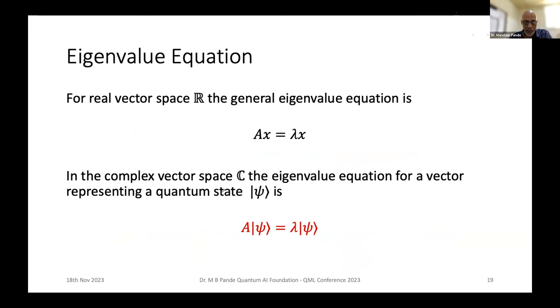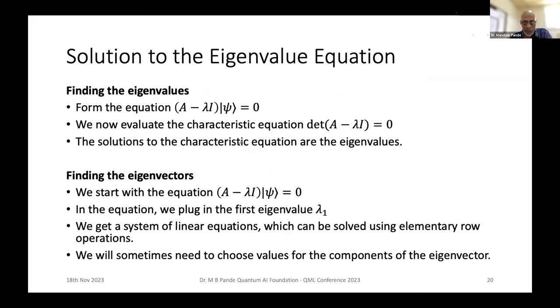The third concept is the eigenvalue equation. For a real vector space, the eigenvalue equation is Ax equals lambda x. I can also call this a complex vector space, where A can have complex elements, so X can be complex and so can A. In the complex vector space, the eigenvalue equation for a vector is represented by this one, which I told you earlier. Everybody knows how to solve this, but I just flashed this slide for those who may want to understand it. I'll not get into details. It's very simple to get the eigenvalues and eigenvectors, but there is a bit of complication in the eigenvector.